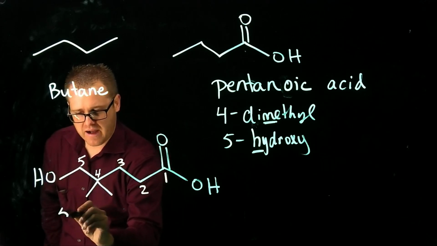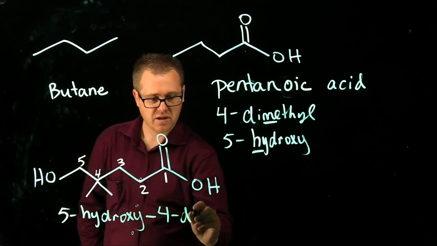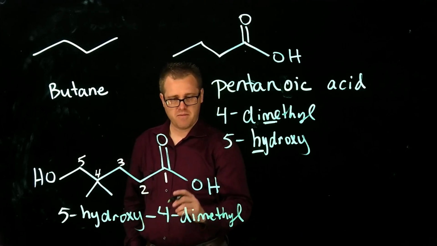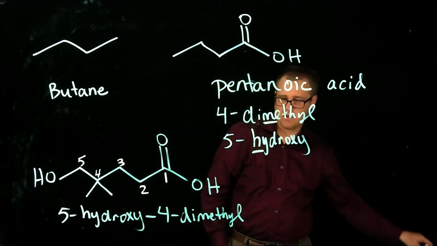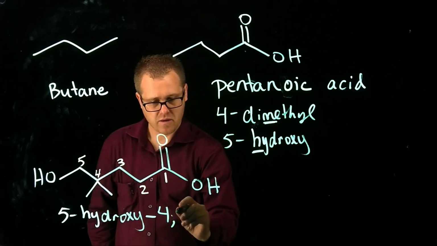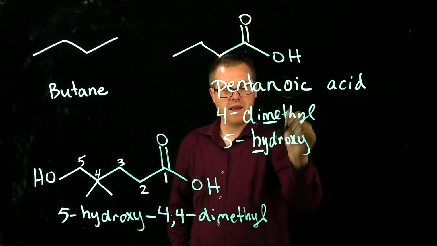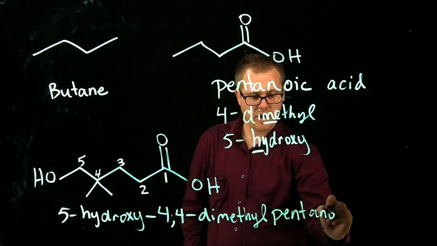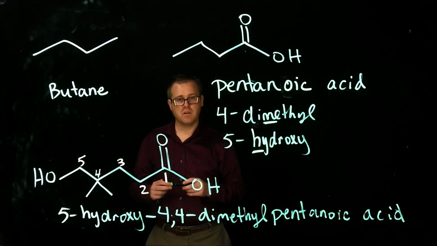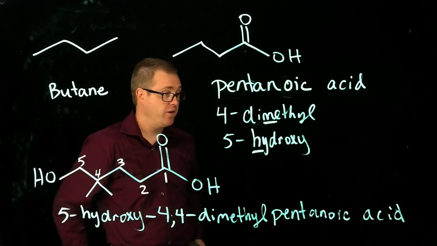So how do we do this? We go 5-hydroxy-4,4-dimethyl, and then we put the parent name, pentanoic acid. That's a mouthful. So it looks like a relatively simple molecule, but the name is 5-hydroxy-4,4-dimethylpentanoic acid.